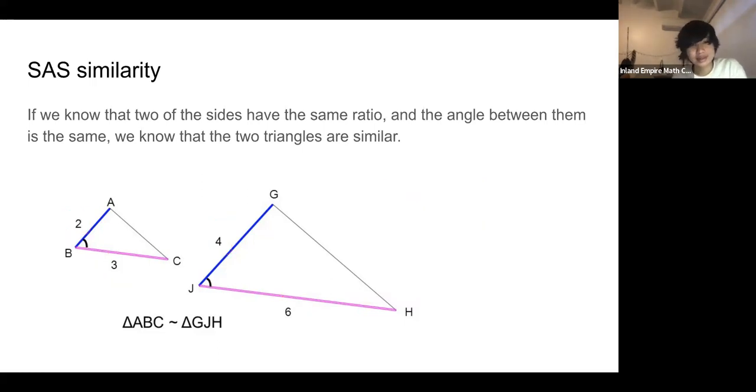And you can see that when these two triangles have the same side length ratios and a single angle between them that's the same, then we can know that the rest of the triangle also has the same side length ratios and angles.